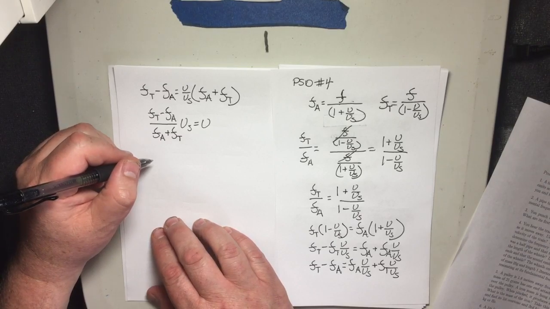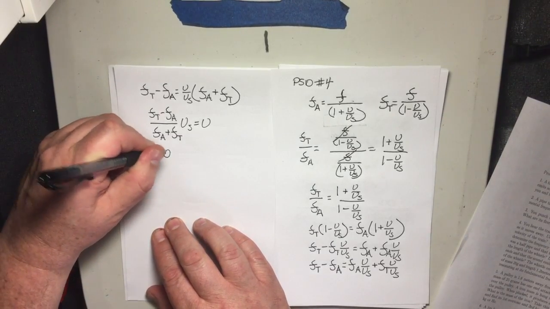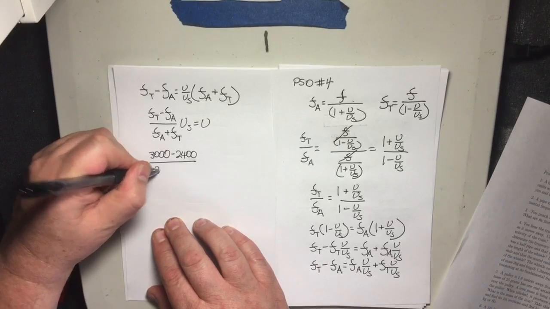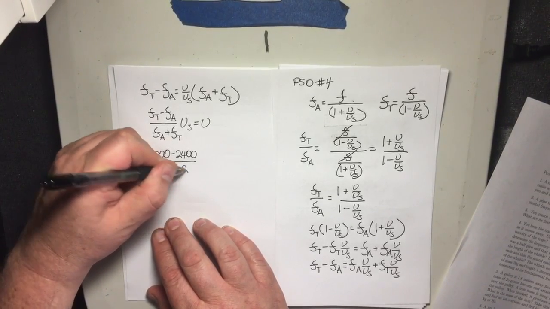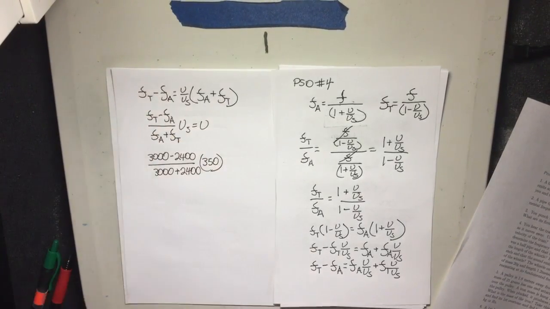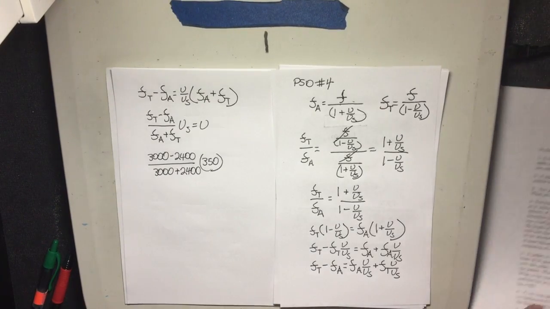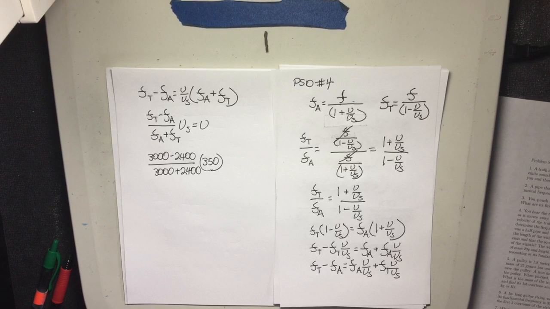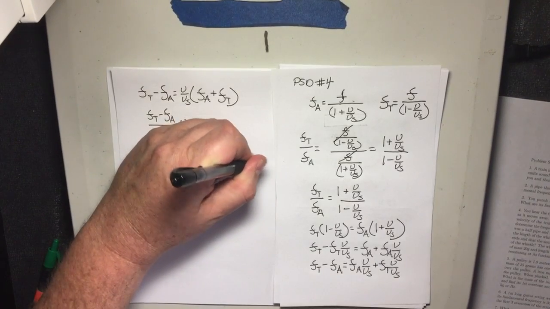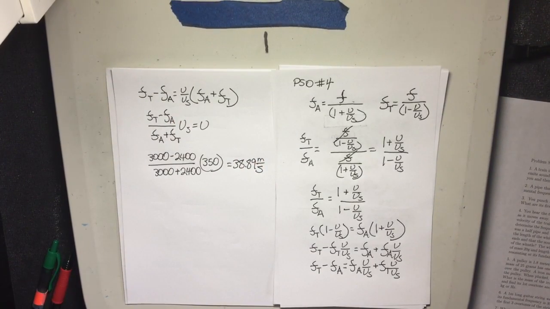So now we use the numbers: frequency towards 3000, frequency away 2400, the base velocity 350. And I get a velocity of 38.89 meters per second. So that's the velocity of the train.